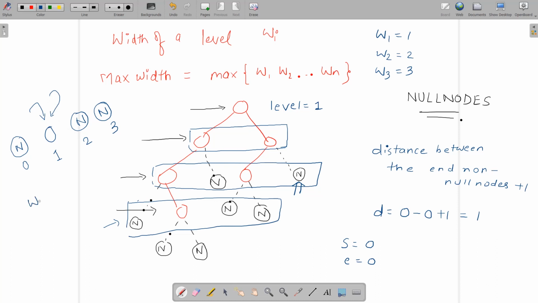So my W4 would be 1 minus 1 plus 1, which is actually 1. So W4 would be 1. So what is the max of all these values, which is 3. So 3 would be our answer.